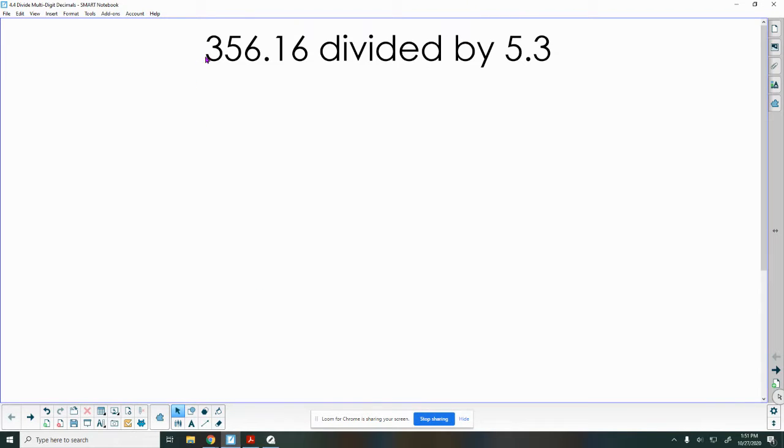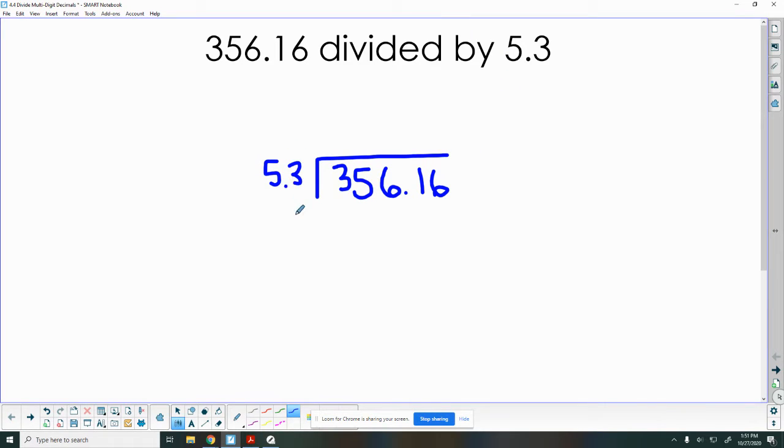So we have 356.16. This is what we have, so that goes inside here as our dividend. 356.16, we're dividing it by 5.3. Now it's easier when we're splitting things up into whole groups than by decimals and fractions. So rather than splitting things up into a third of a group, this 0.3, we want to move our decimal backwards. So we times this by 10.